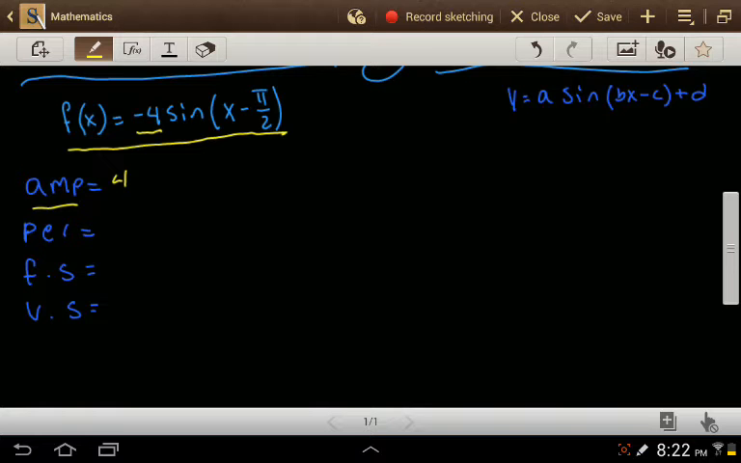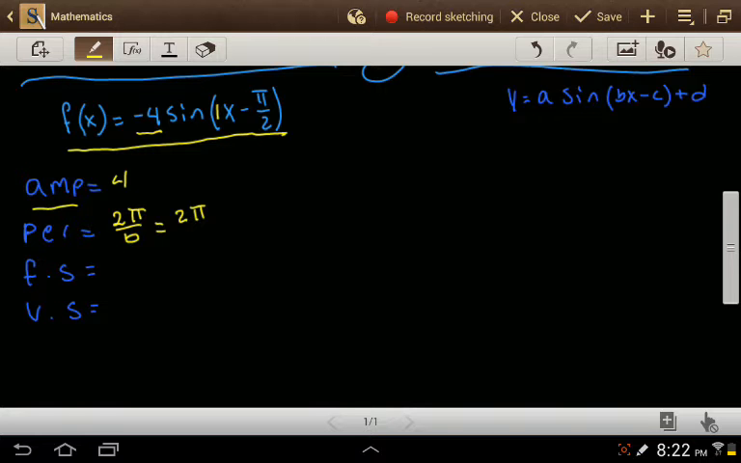Now let's do the period. I want to emphasize that if you didn't pause the video when I was talking earlier, go back and take all the formulas that I just gave you and have them with you, so you can be able to solve the problems. The period is 2 pi over B. In this case, B is 1. So it will be 2 pi over 1, which makes it 2 pi. So the period is 2 pi.